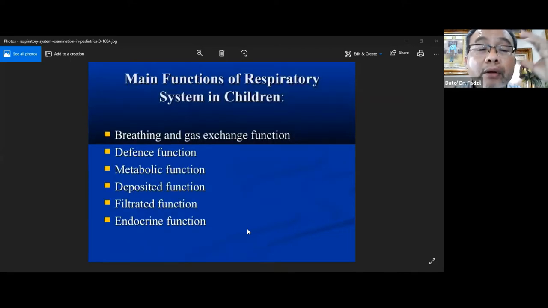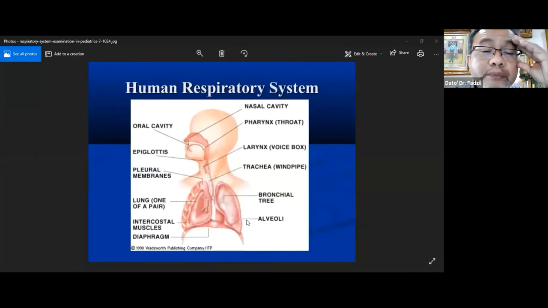Okay, there are many functions: breathing, defense, metabolic, filtration, deposit, endocrine, but that doesn't matter. The main thing that you need to know is gas exchange. If you're interested in the rest, fine. The main things are breathing and gas exchange. The other functions are also important. Okay, this is your respiratory system.